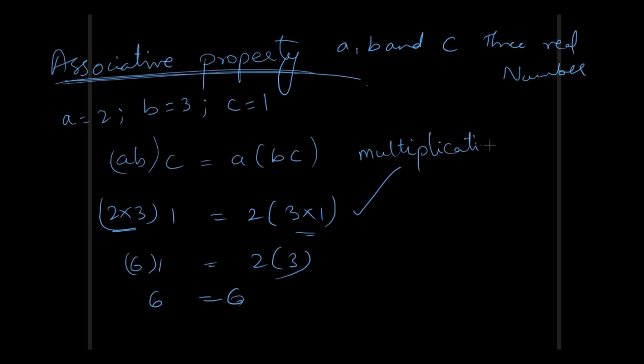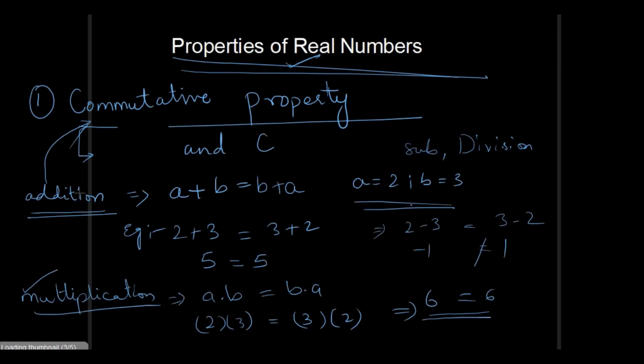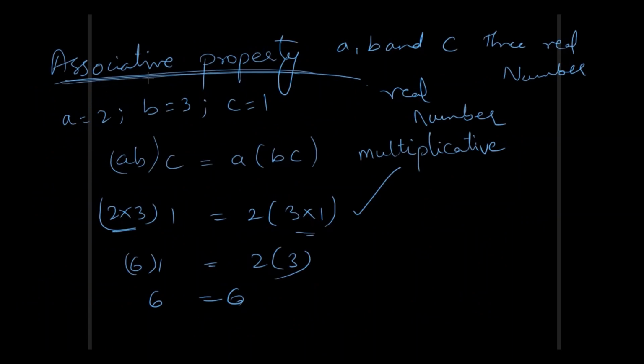So it means real numbers in both the cases can accept the additive associative property and the multiplicative associative property. Whereas in commutative also, they support addition and multiplication for the commutative property, and for associative both, they support addition and multiplication. Next we'll see the third one, which is the distributive property.